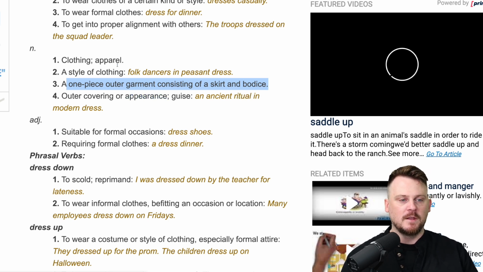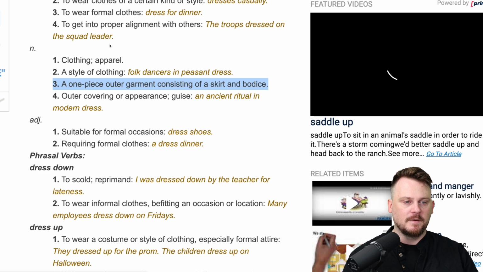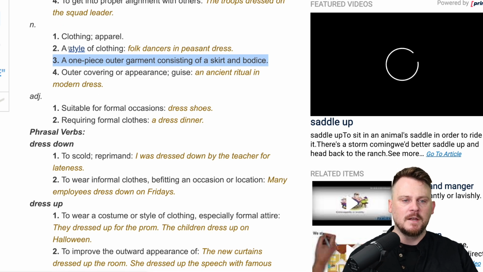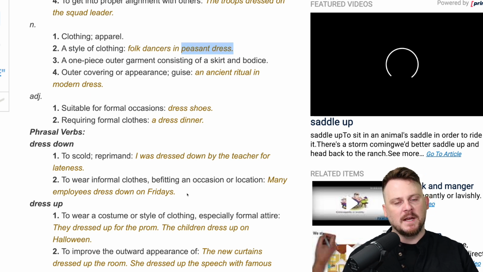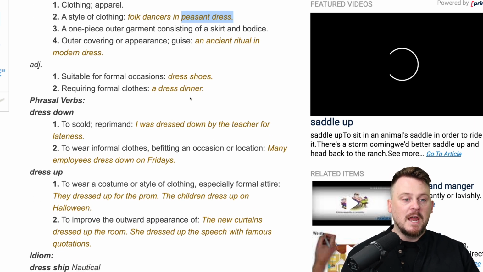Okay, so that's the thing. Clothing or apparel, dress as a noun is less common than this one, I think. A style of clothing. Folk dancers in peasant dress. So peasant would be the adjective for dress. In formal dress, in casual dress, using it the same way. Okay, adjective, suitable for formal occasions. Dress shoes, a dress dinner.